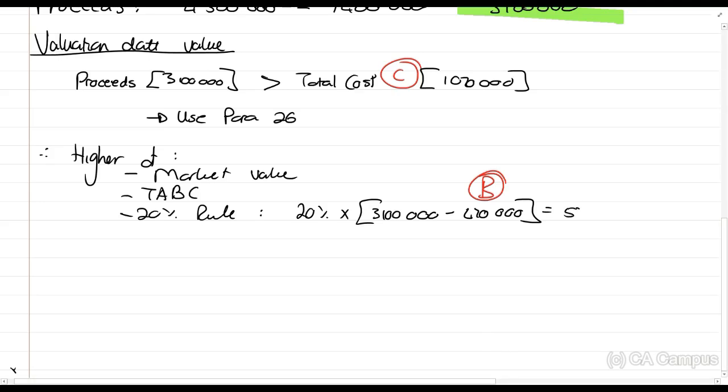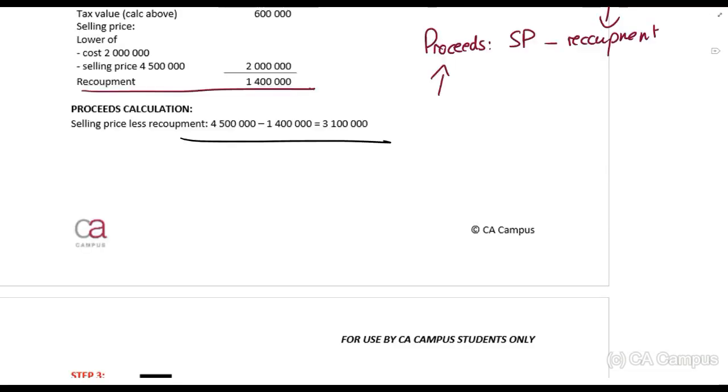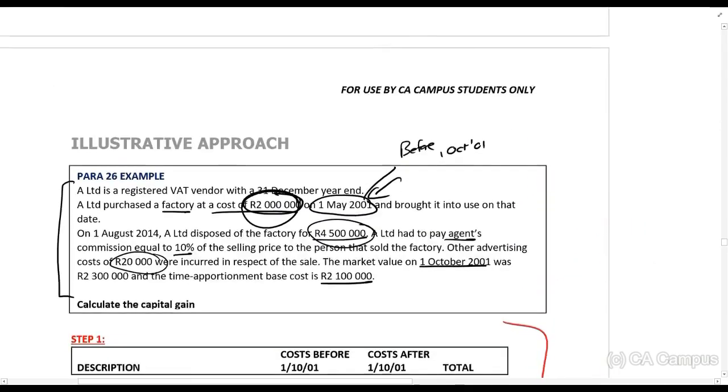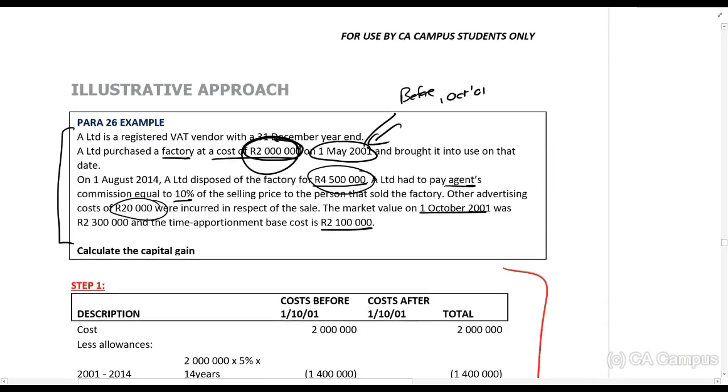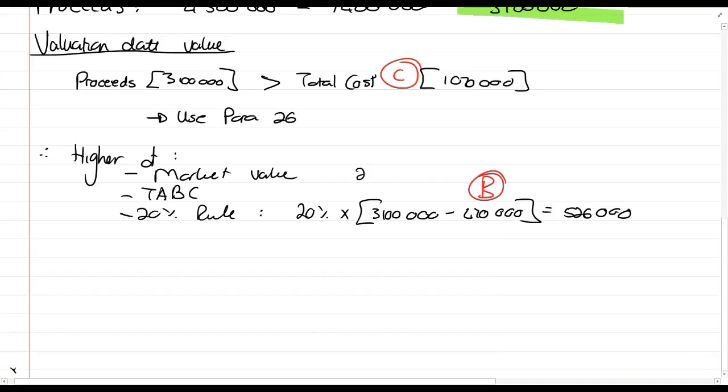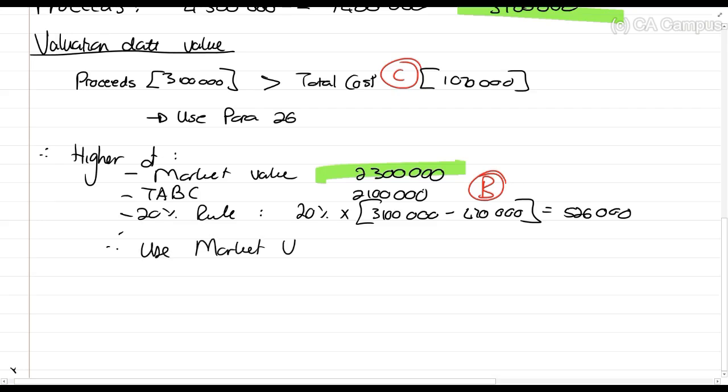Okay, so that gives us 526. Our market value that they give us in the question, the market value is 2.3, time apportionment base cost 2.1. So market value 2.3, time apportionment base cost 2.1. So which one is the greater? Market value. So it does use market value.